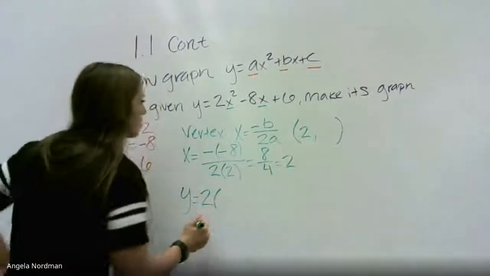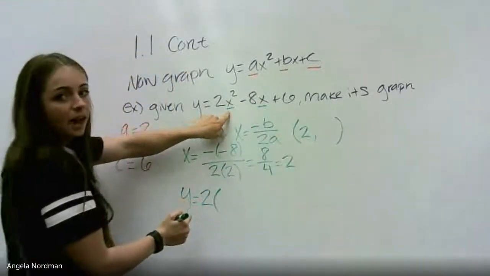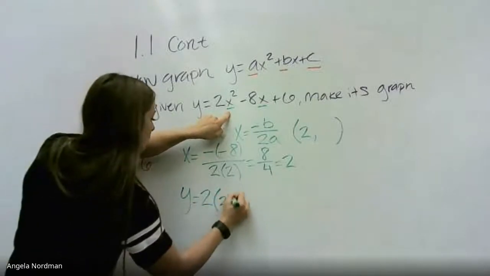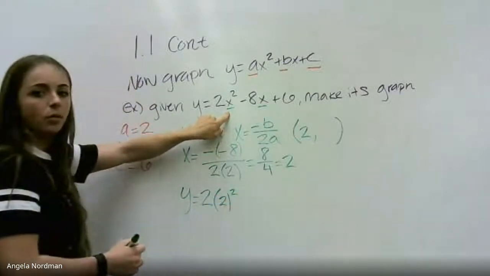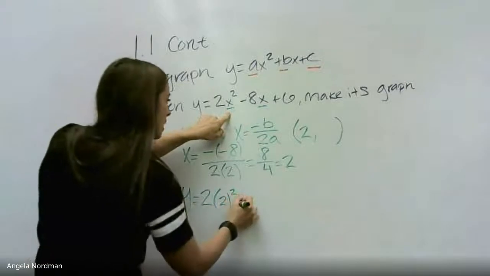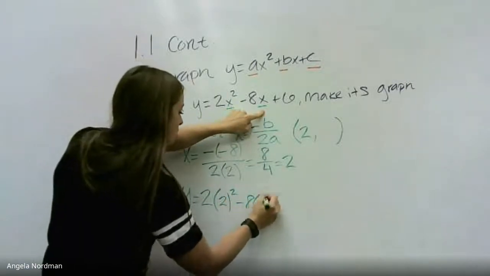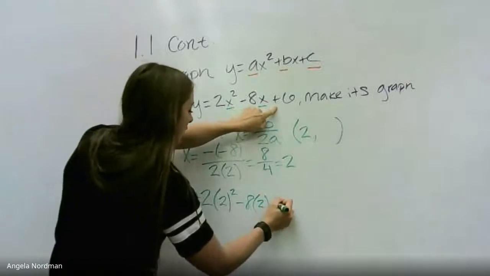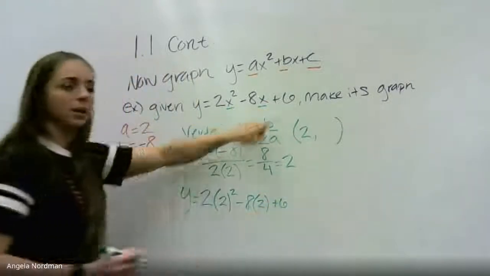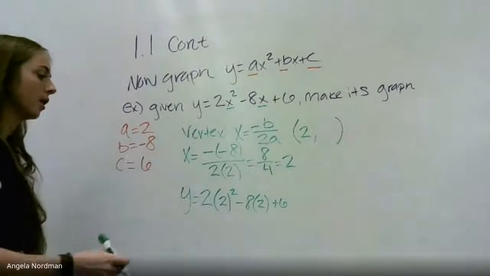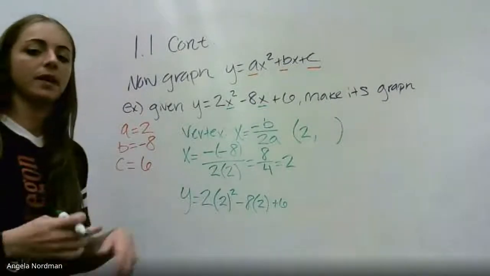So this is 2 times, instead of x, we write a 2. The squared stays though. Okay, this is substitution. Minus 8, instead of x, we put 2. And cannot forget that plus 6 there in the end. Okay? Now it's our job to simplify this.